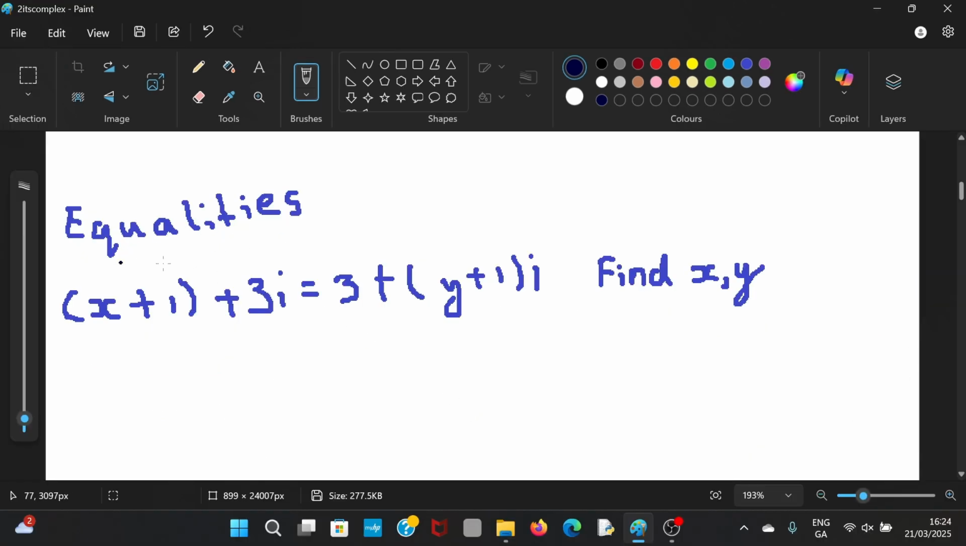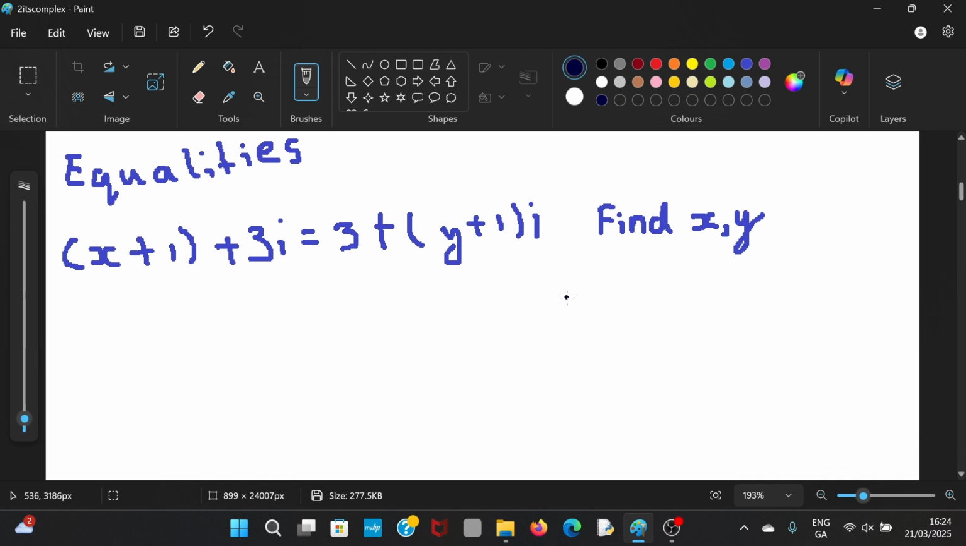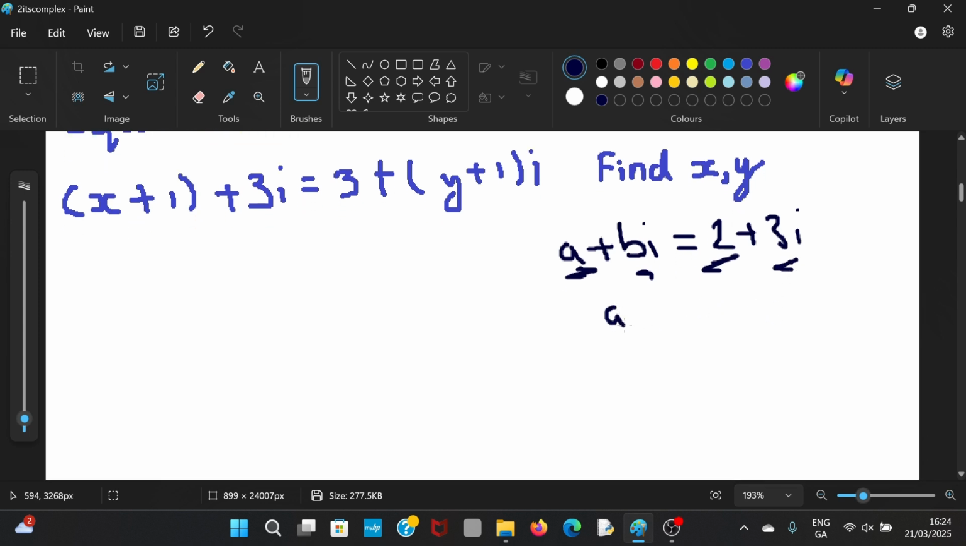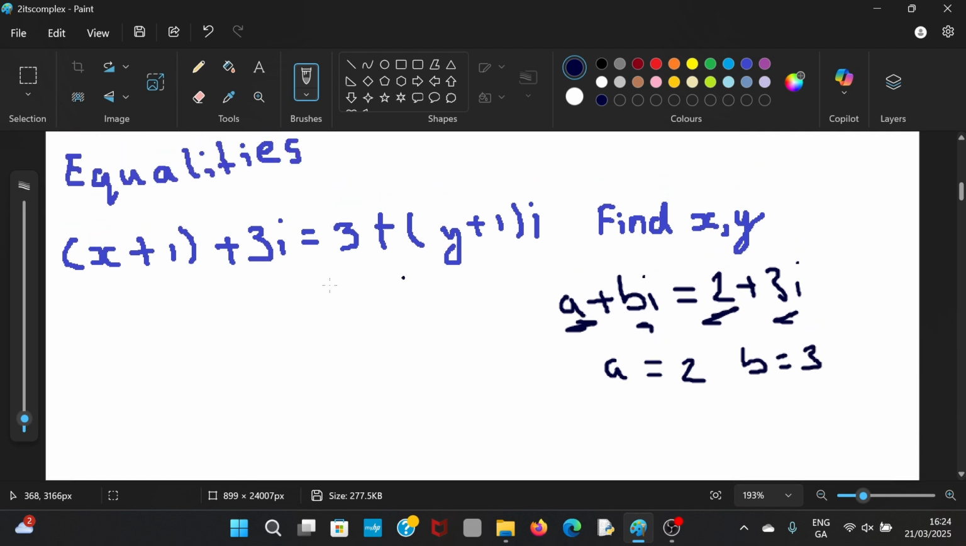To solve an equality involving a complex number, you need to understand that if one complex number, say a plus bi, is equal to another complex number, say 2 plus 3i, then the real parts and the coefficients of i must also be equal. So in this case, a is going to be equal to 2, and b is going to be equal to 3. This can get more complicated in expressions such as this, where I have this complex number equal to this complex number, and I'm told to find x and y.